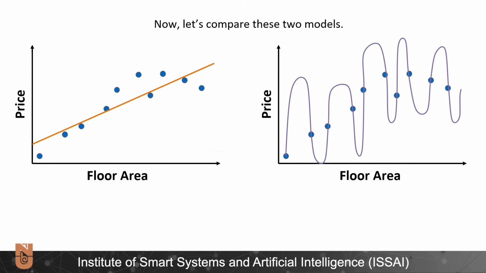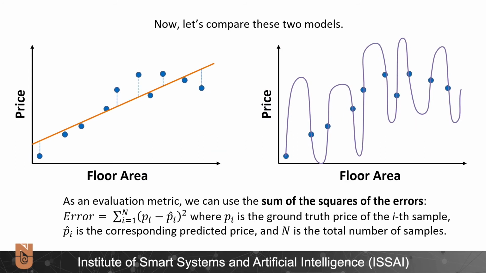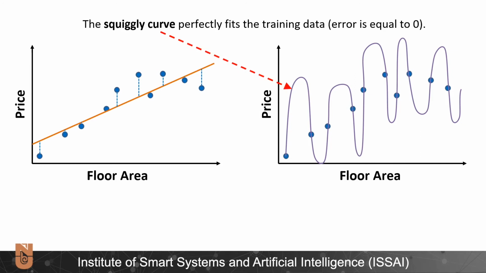Now, let's compare these two models. As evaluation metric, we can use the sum of the squares of the errors represented here, where p_i is the ground truth price of the i-th sample, p̂_i is the corresponding predicted price using our machine learning algorithm, and n is the total number of samples. We can notice that the squiggly curve perfectly fits the training data.